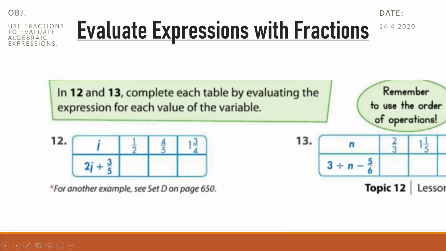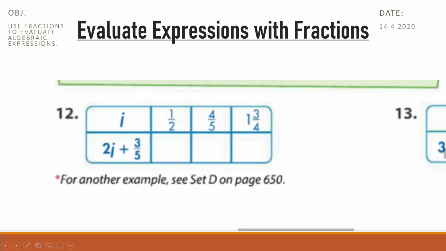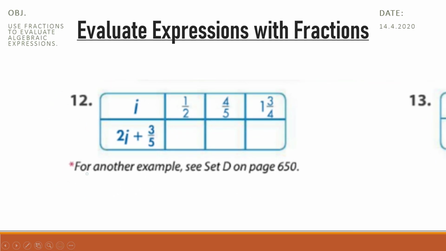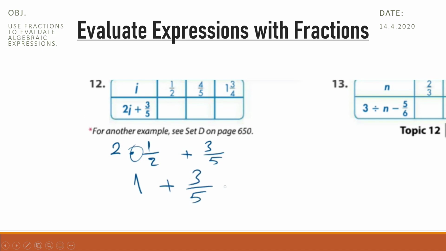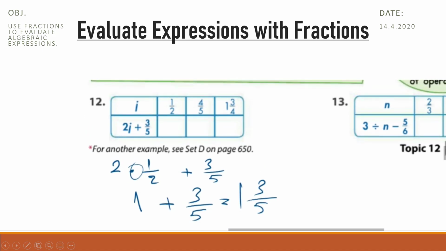Number 12. Complete each table by evaluating the expression for each value of the variable. Okay, guys, let's start with the first. We have here 2j plus 3/5. The value of j is half. So it's 2 multiplied by half plus 3/5. Of course, multiply first. So 2 multiplied by half is 1 plus 3/5. That's 1 and 3/5. So the first one is 1 and 3/5.